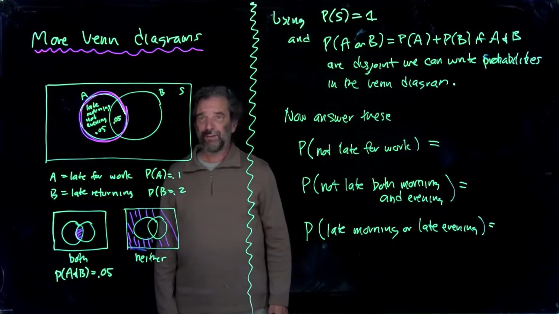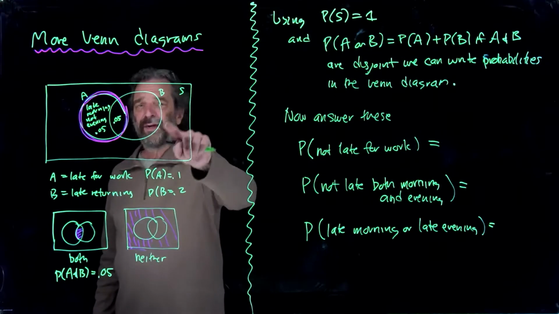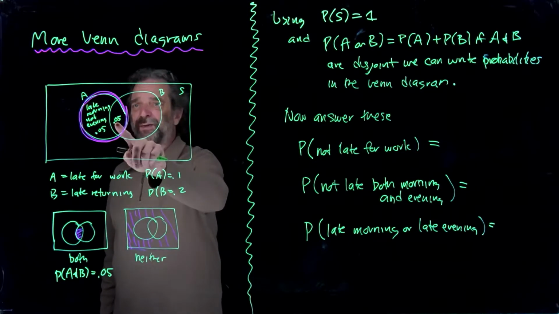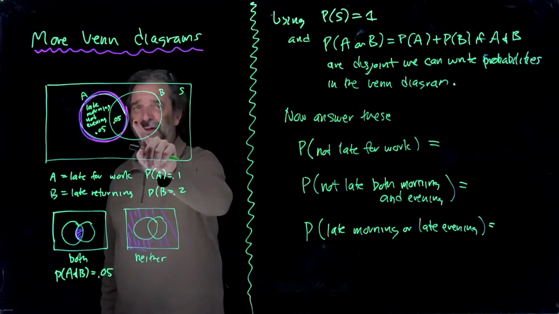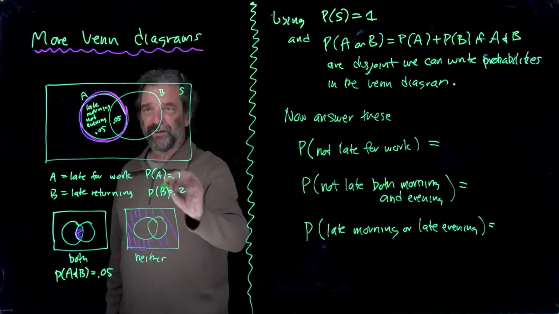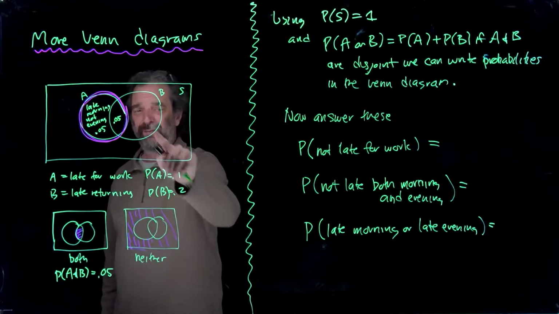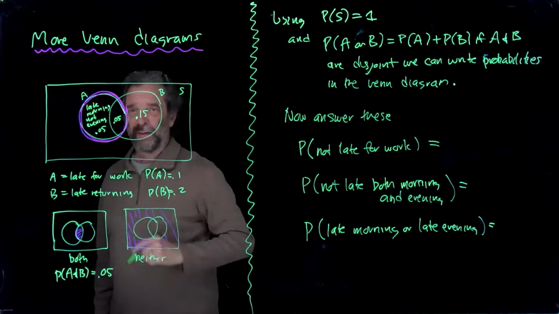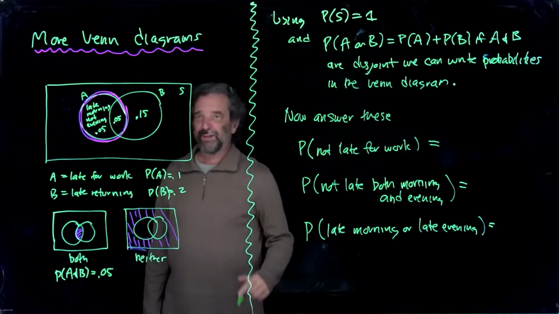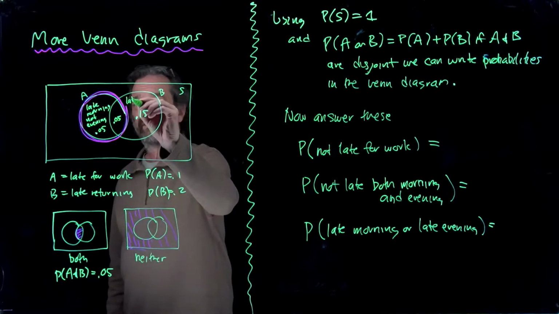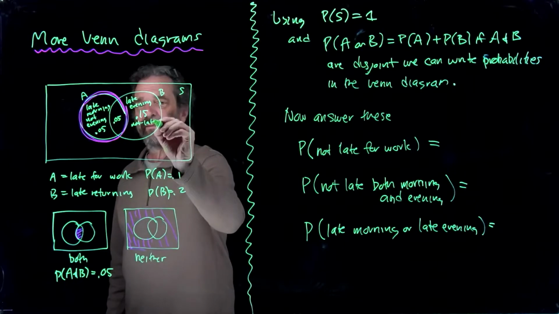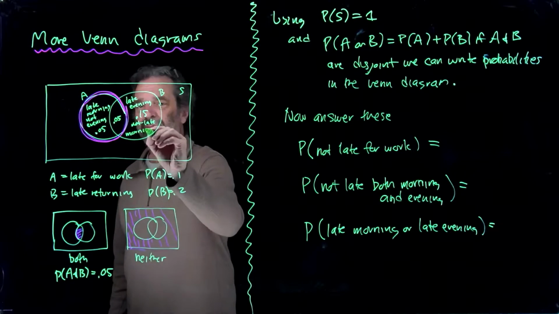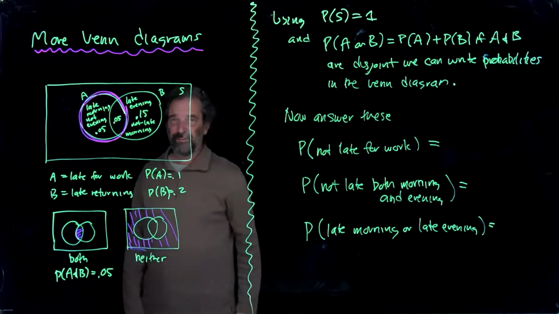Now we could do the same thinking with B. Here's B. Part of the way B can happen, this is late coming home, is you're also late coming into work. And here are the places where you're late coming home, but you weren't late coming into work. Those two are disjoint events. The probability should sum to the probability of B. Probability of B overall was 0.2, so this plus that number should be that. So this will be 0.15. So basically we can get away with that. So this is late evening, not late in the morning. The probability of that is 0.15.